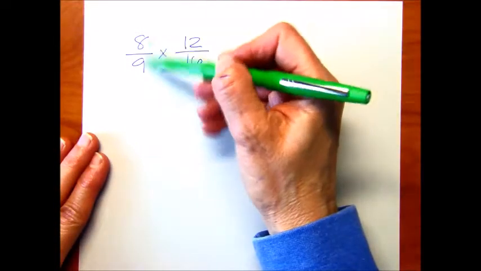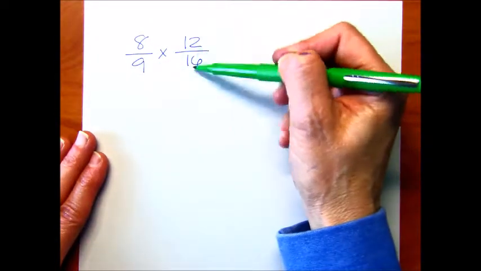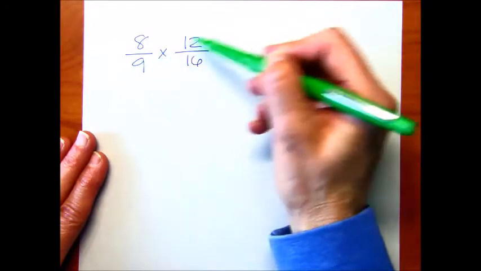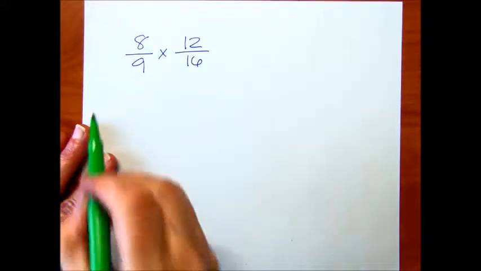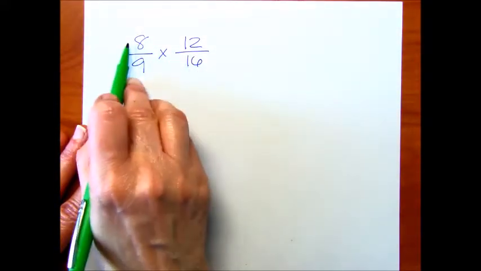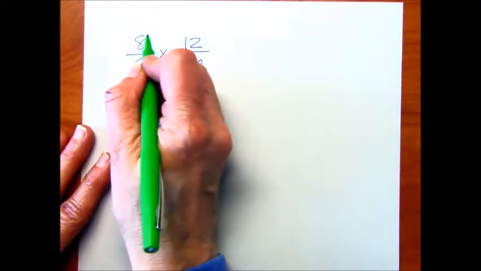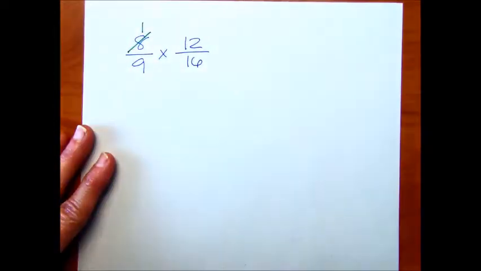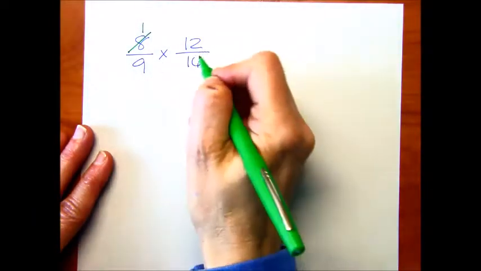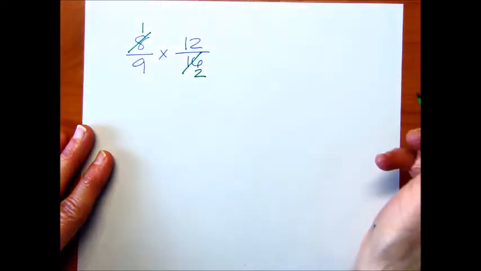Now I'm not going to reduce these two. I don't have a common factor other than 1. I could reduce this, or I could go diagonally. I'm going to choose to go diagonally. Now 8 and 16, the greatest common factor between 8 and 16 is 8. So instead of saying divide by 8, I'm going to cross it out and I'm just going to write a 1, because in my head I'm doing the math. 8 divided by 8 is 1, and 16 divided by 8 is 2, so I'm going to write a 2.